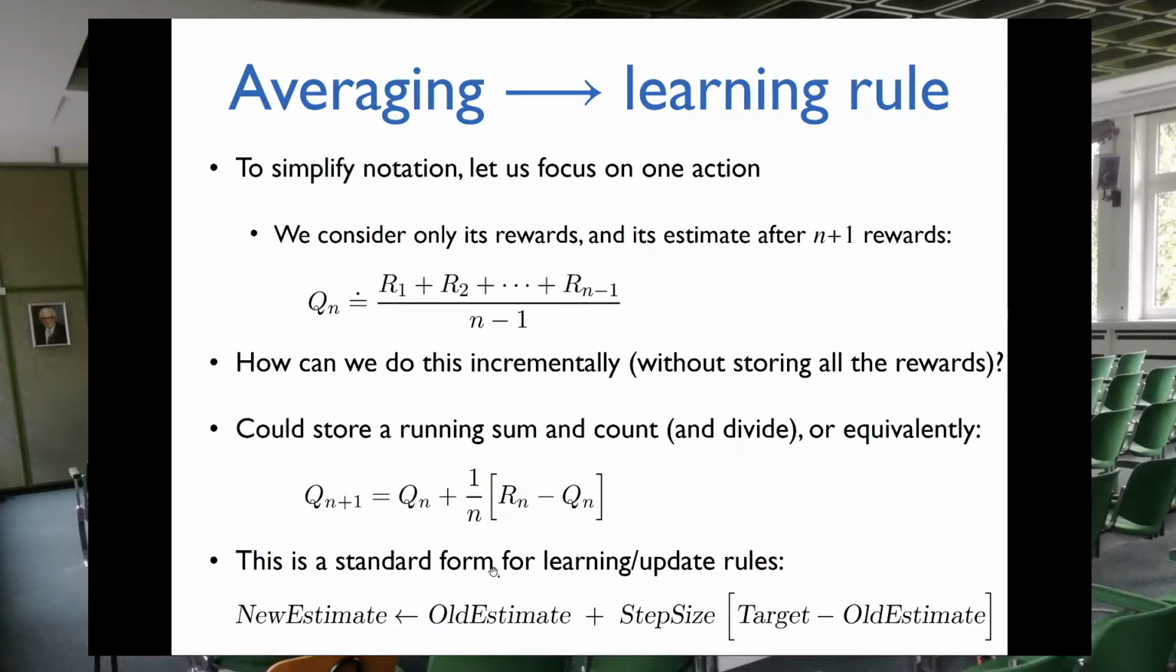So this is the standard form, and you have seen this rule in other supervised learning methods, and sometimes it also appears in some unsupervised learning methods. This is the idea that the new estimate will be the old estimate plus some portion of some measure of error, which in this case is defined as the target value minus the old estimate.